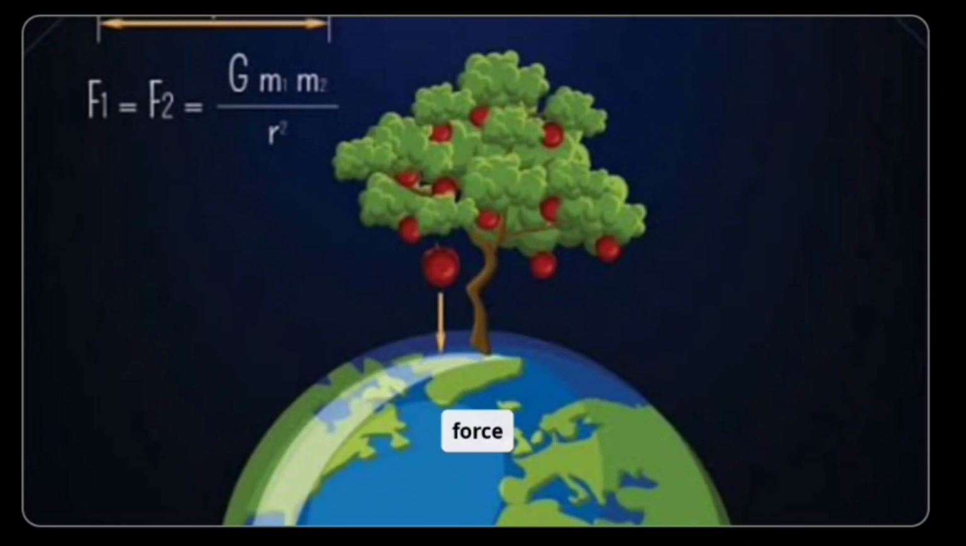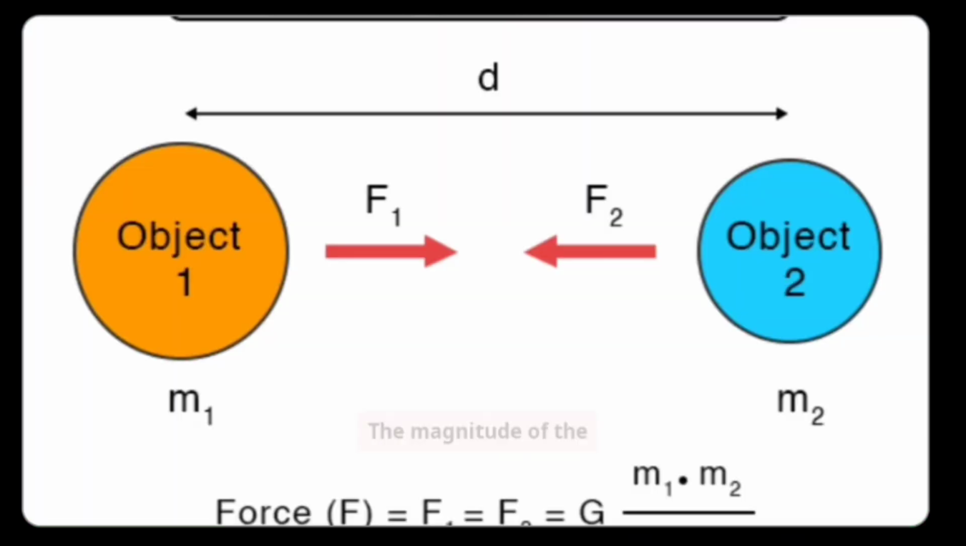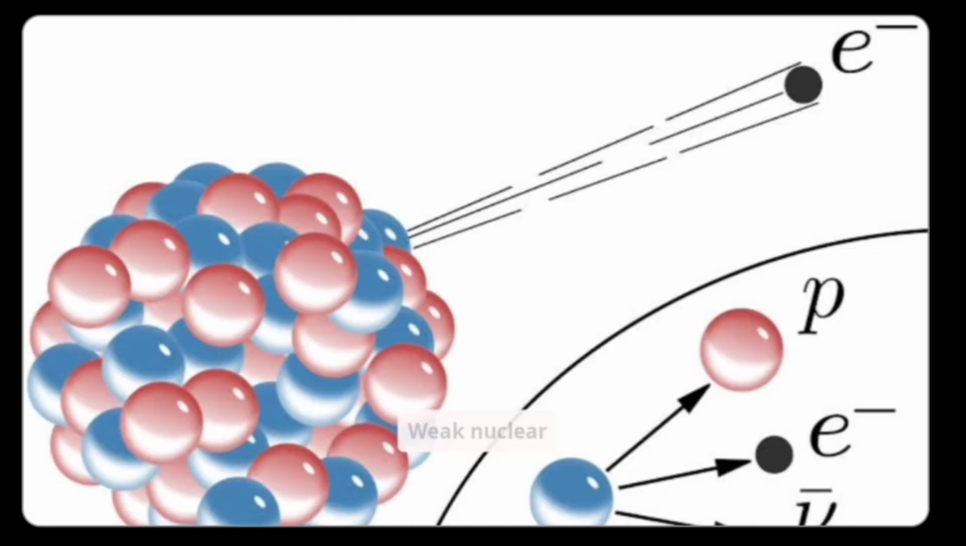Gravitational force. The gravitational force is the force of natural attraction between any two objects by virtue of their masses. The magnitude of the force exerted by a particle of mass m1 on another particle of mass m2 at a distance r from it is given by Newton's law of gravitation, F = G m1 m2 / r², where G is the universal gravitational constant and has the value equal to 6.67 × 10^-11 newton meter square per kg square.